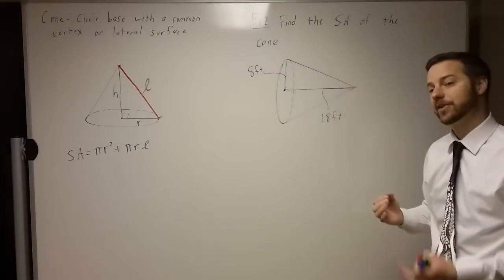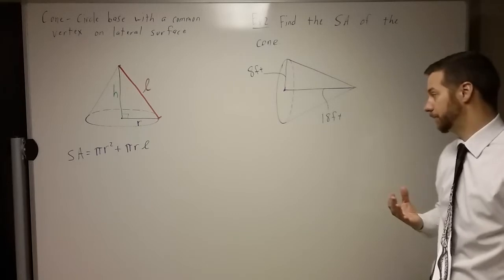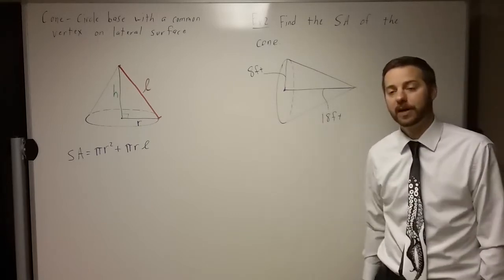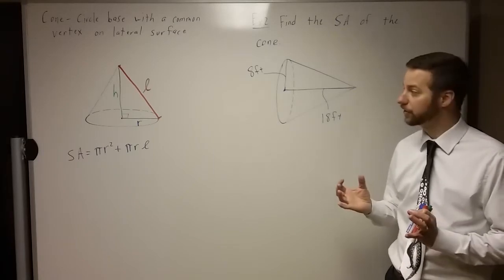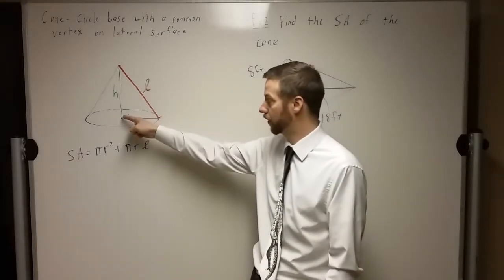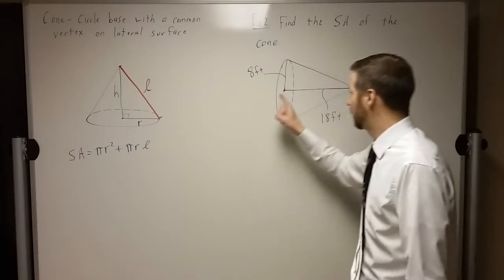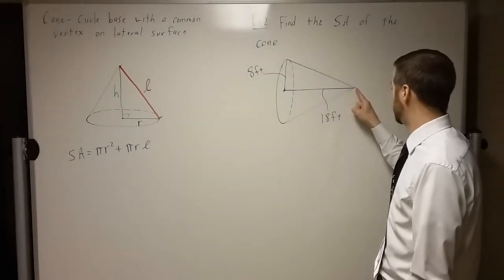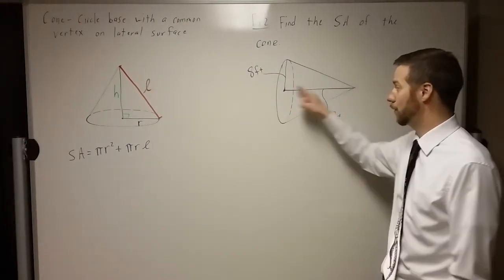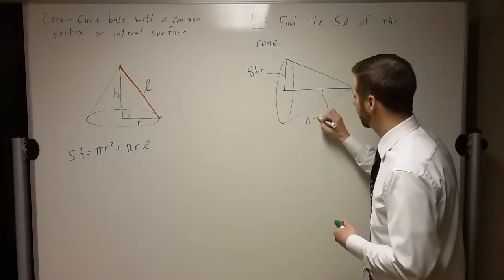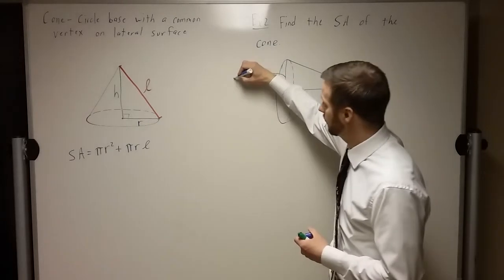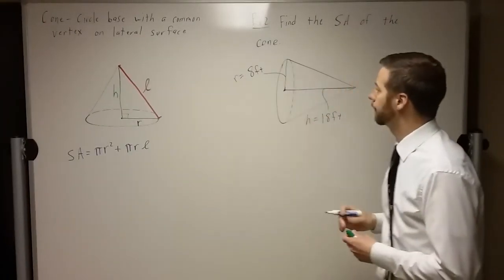Now remember, in all these 3D shapes, height doesn't mean up and down. Height is always defined to be a certain length that connects certain things. In this case, it goes from the center of the circle to the common vertex. So even though it's horizontal, this is the height. So the height is the 18 feet here, and then the radius is the 8 feet.